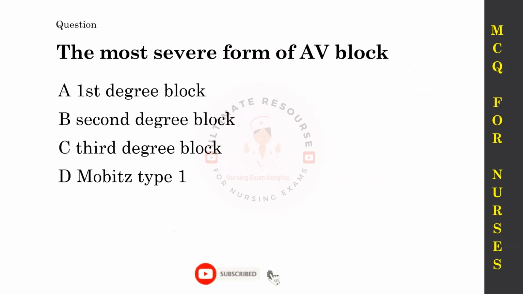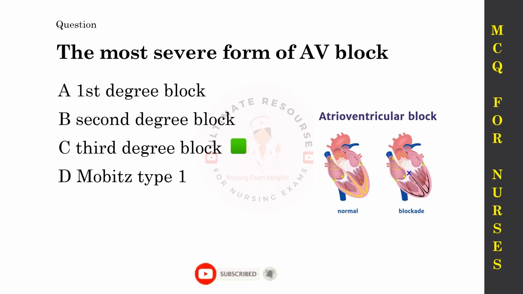The most severe form of AV block. Options are A. First degree block, B. Second degree block, C. Third degree block, D. Mobitz type 1. The answer is C. Third degree block.